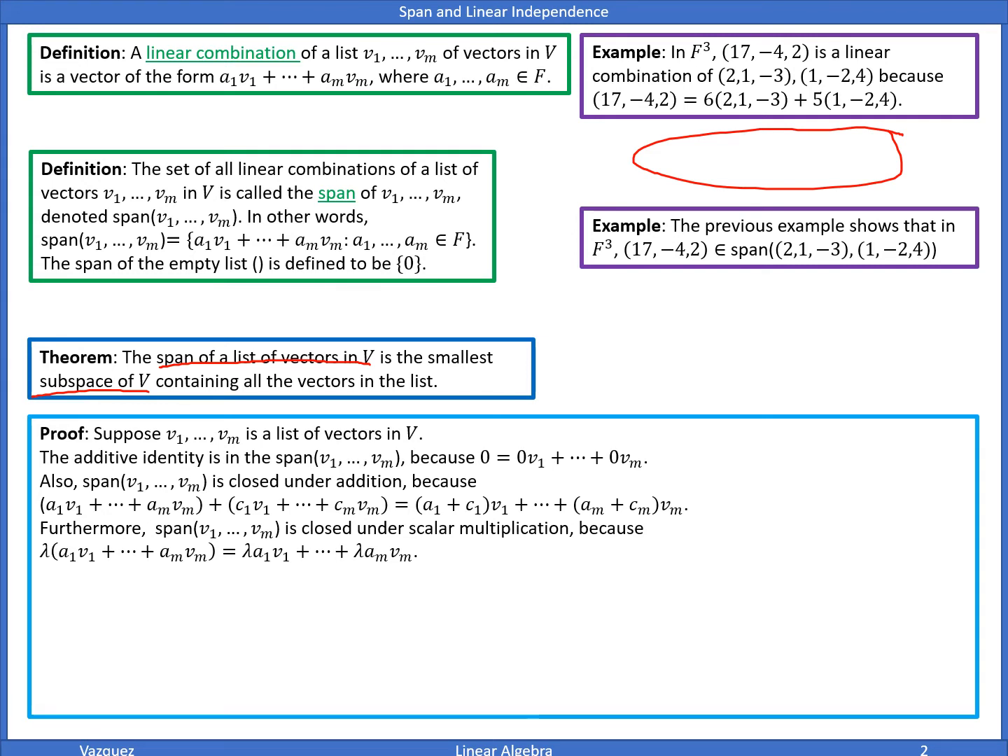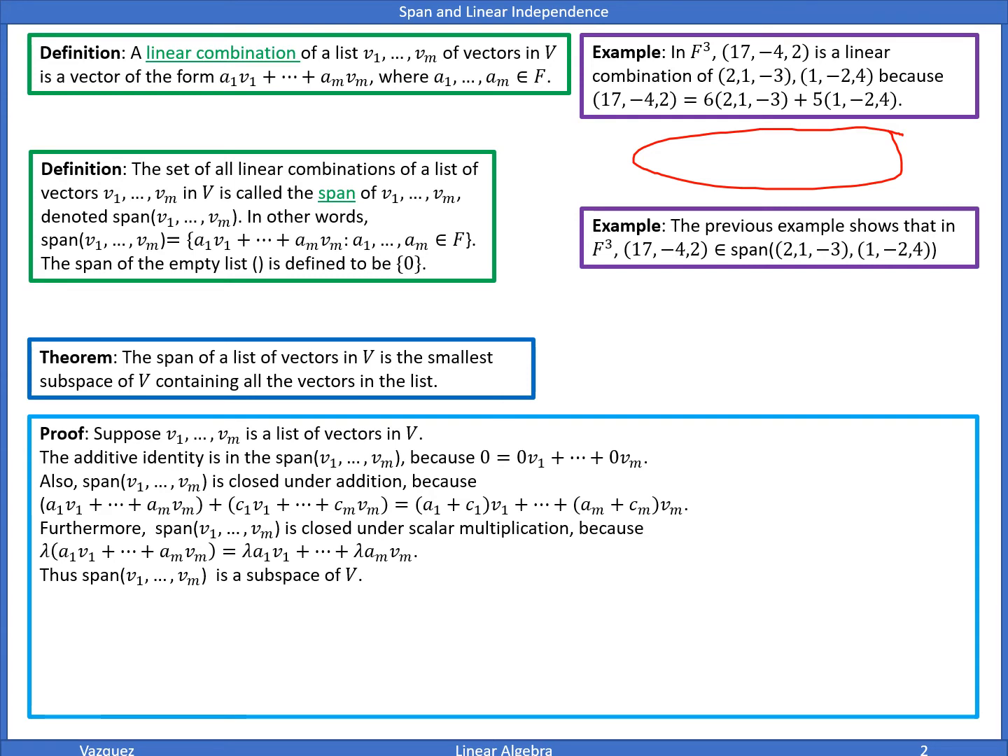Right, so what does that tell us? That tells us that that span is a subspace of V. And why is that? Well, because we just showed the three conditions of showing that something is a subspace, right? Remember the three conditions, the theorem we saw in the last section? We need to show the additive identity is in the subspace, it's closed under addition, and closed under scalar multiplication. Those were the three properties to show that it was a subspace. So we know that the span of v1 all the way to vm is a subspace of V.